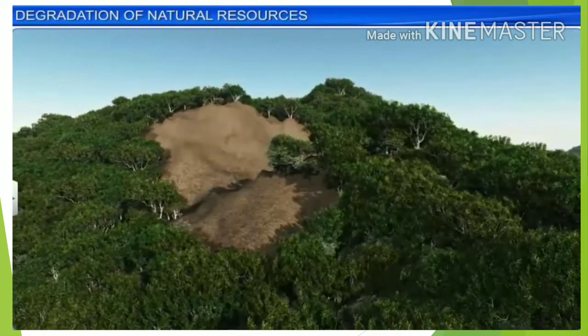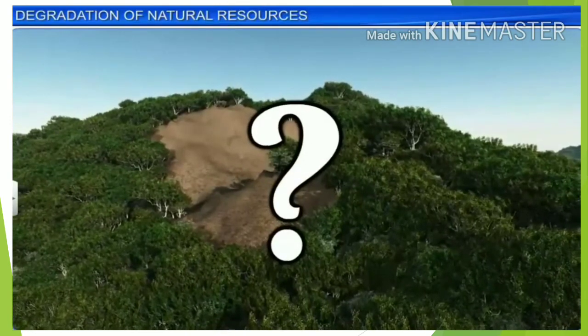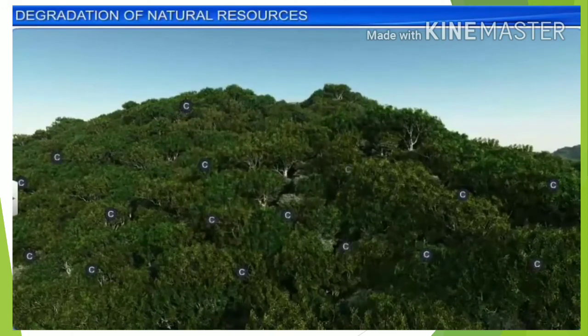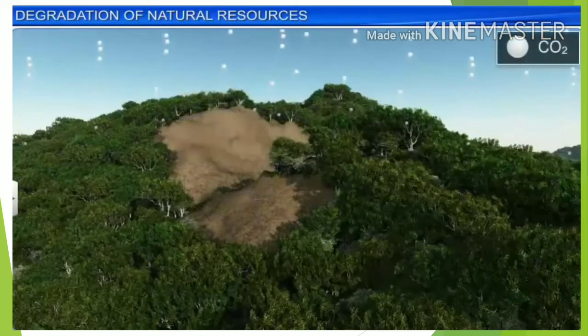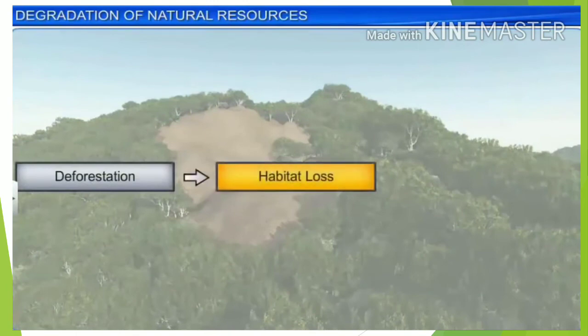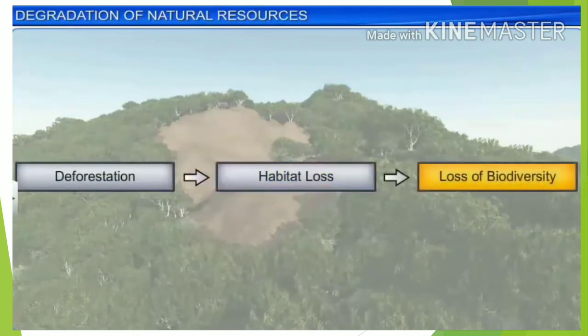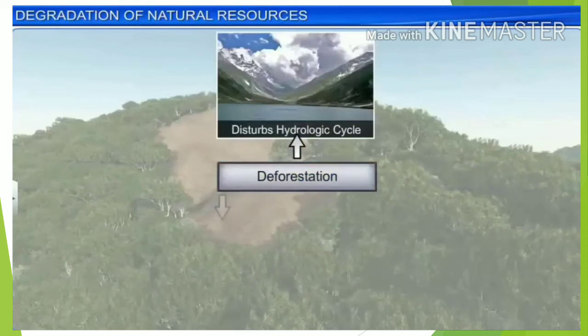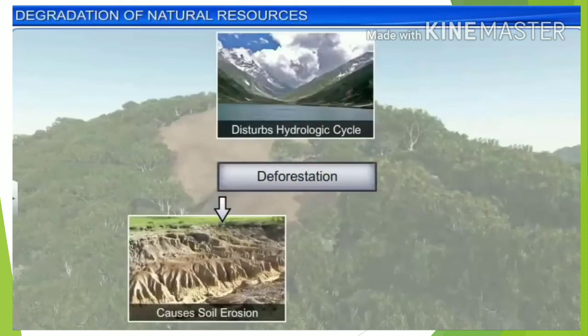So what if forest cover is lost? How will deforestation affect us? Trees play a crucial role in the ecosystem, where they hold a lot of carbon in their biomass. Deforestation means an increase in atmospheric carbon dioxide and habitat loss, which causes loss of biodiversity due to loss of forest cover. In addition, deforestation disturbs the hydrologic cycle, causing soil erosion and, in extreme cases, may lead to desertification.